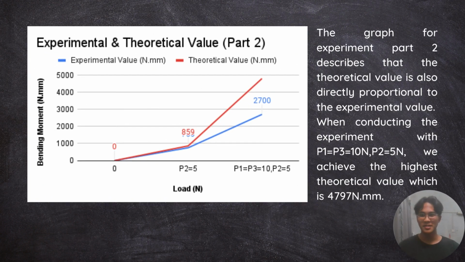Okay, this is the experimental and theoretical value for part 2. So the graph for this experiment shows that the theoretical value is also directly proportional to the experimental value. And when we were conducting the experiment with P1 and P3 equal to 10 Newton, with P2 equal to 5 Newton, we achieved the highest theoretical value, which is 4,797 Newton millimeter.